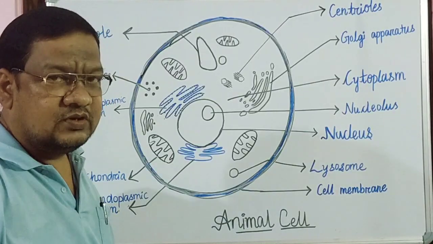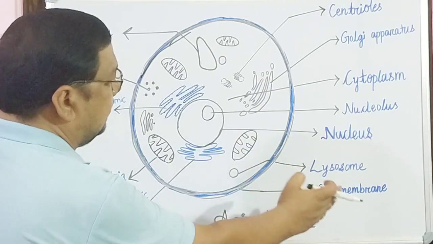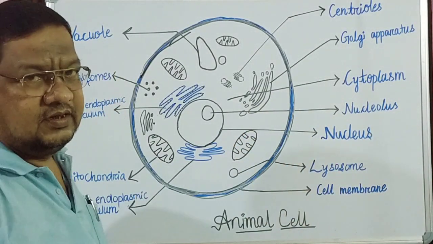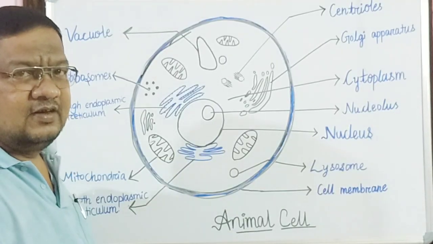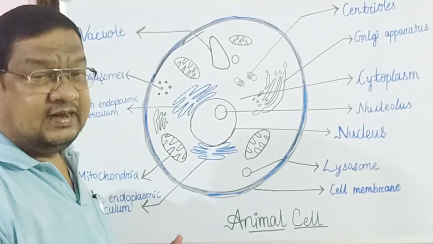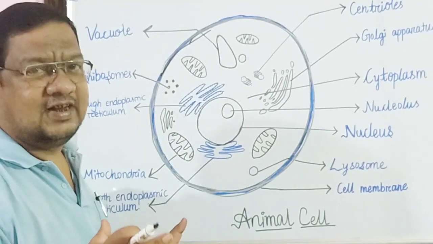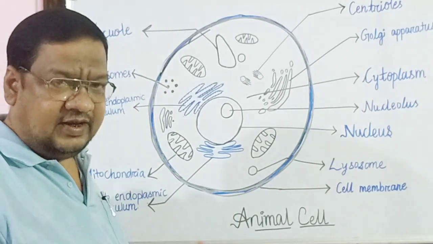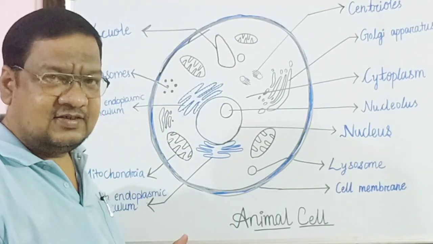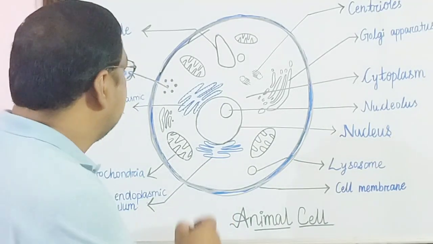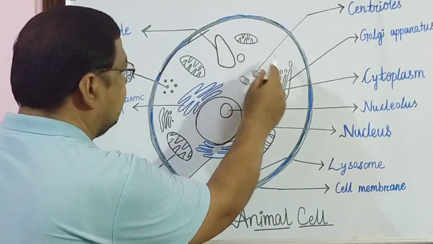It separates one cell from another cell. It gives a definite shape to a cell, and also it contains the cell organelles inside it. These are the cell organelles.